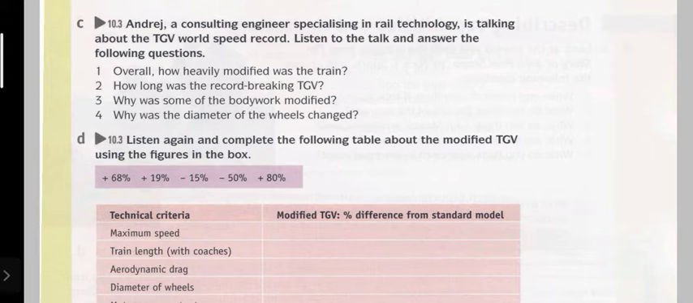Yeah. I read the script and I want you now to answer the questions. Number 1. Overall, how heavily modified was the train? He said that they modified this train how much? To a great degree or a small degree? What is number 1? If there are no choices, guys, I read the audio script. You should have heard what I said and you will answer. So again, number 1, what would it be?